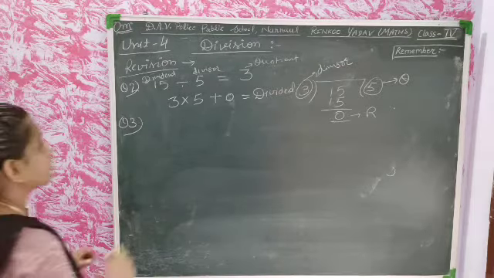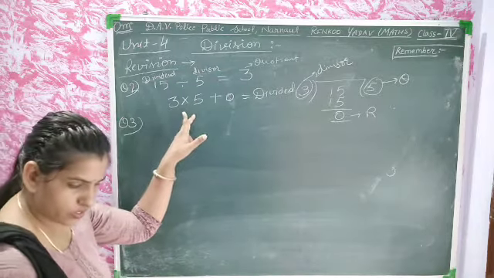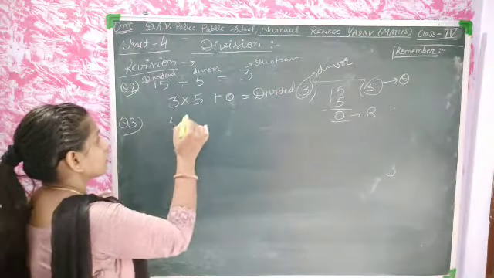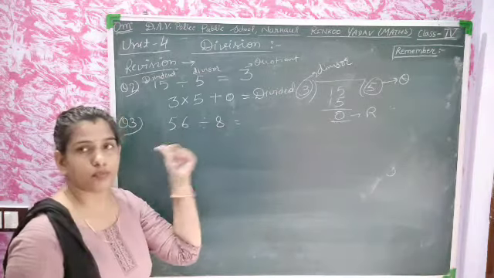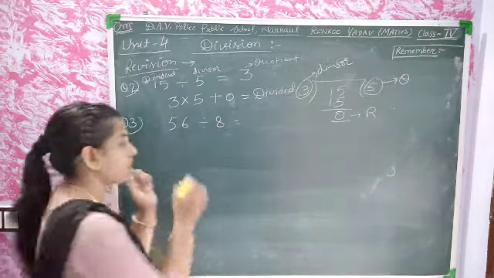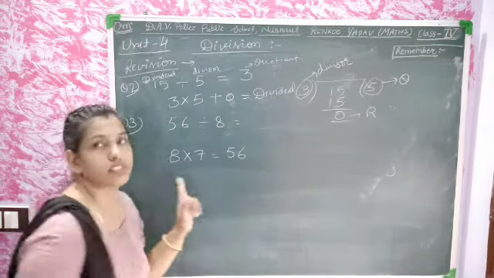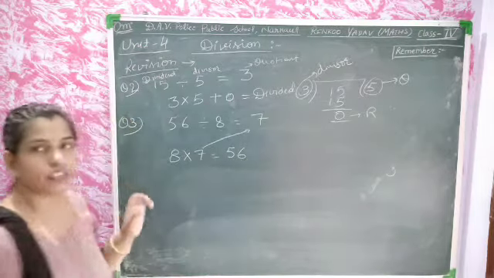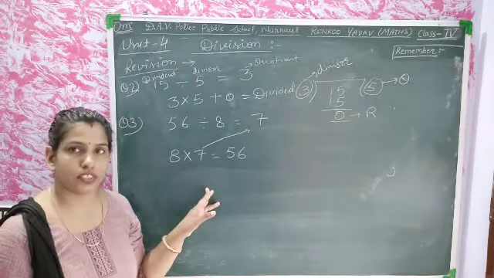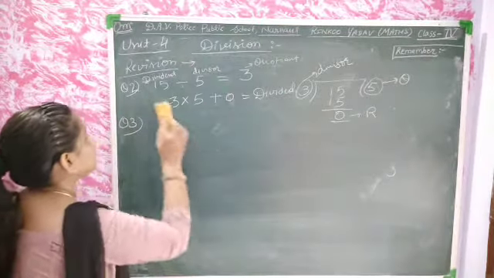we will solve the question number 3 here, and there are some more questions. It is 56 divided by 8. Read the table of 8 up to 56. 8 7s are 56. It means the answer, the quotient, is 7. Is this clear, students?